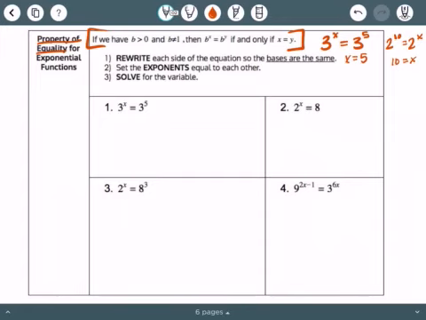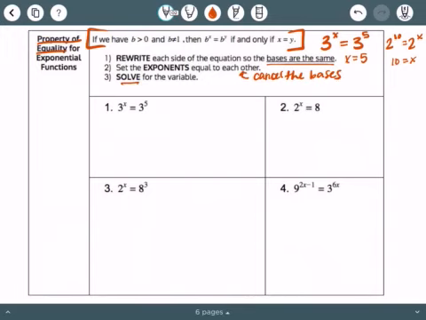Right? So when we look here, we have our 3 steps. We're going to rewrite each side of the equation so the bases are the same. We're going to set the exponents equal to each other, right? Basically means like cancel out the bases. Cancel the bases. That's what's happening right here. And then solve for the variable.